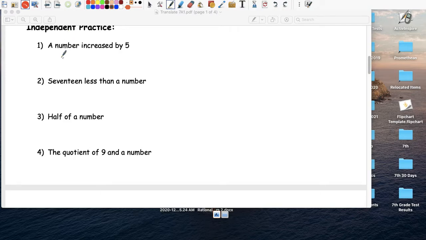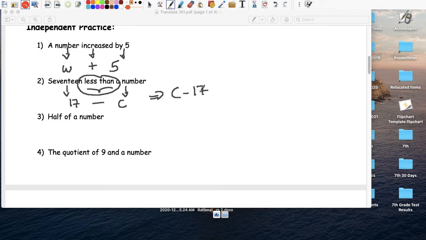A number increased by 5. A number, w, increased means plus 5, so w plus 5. 17 is 17, less than is subtraction, and a number, let's call that c. So turn around: c minus 17.